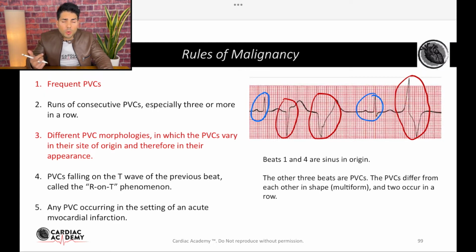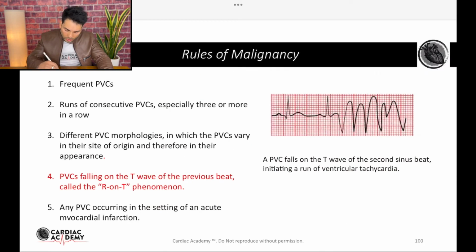And then the second one, we have PVCs with different morphologies, meaning they're originating from different places in the ventricles, okay? So that makes them more dangerous.